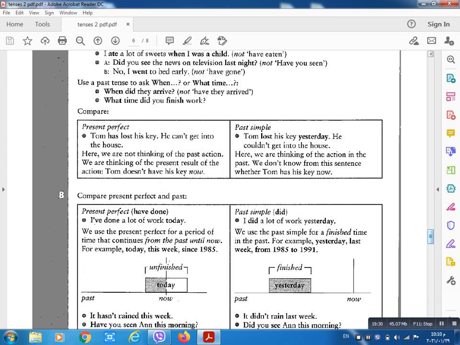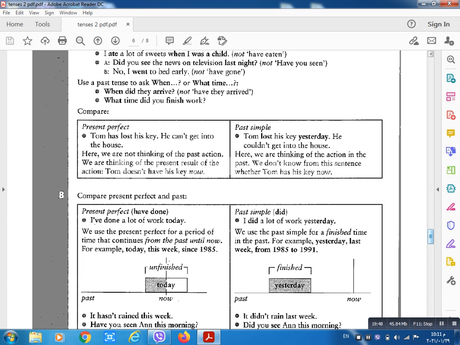Not only the sentence has to be in the present perfect, I have to take care of every other detail inside the situation. He can't get into the house. Why am I using can't? Because I want to show that at the time of speaking, the connection with now, he cannot get into his house.